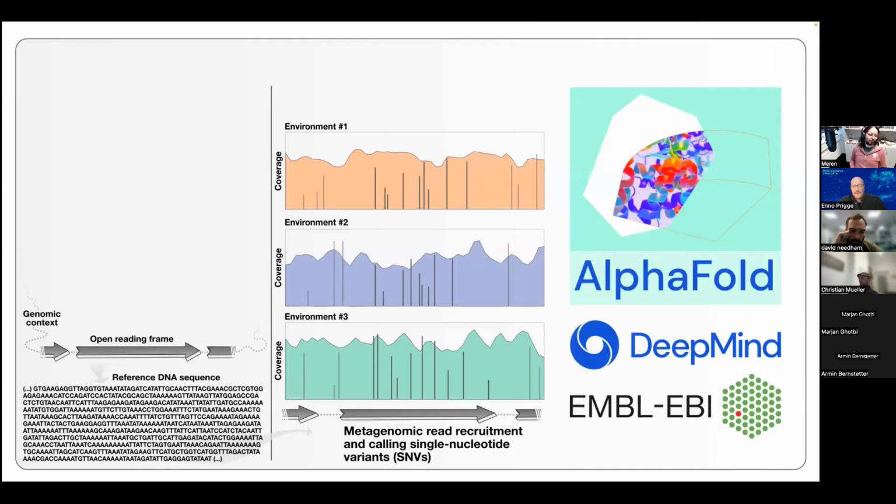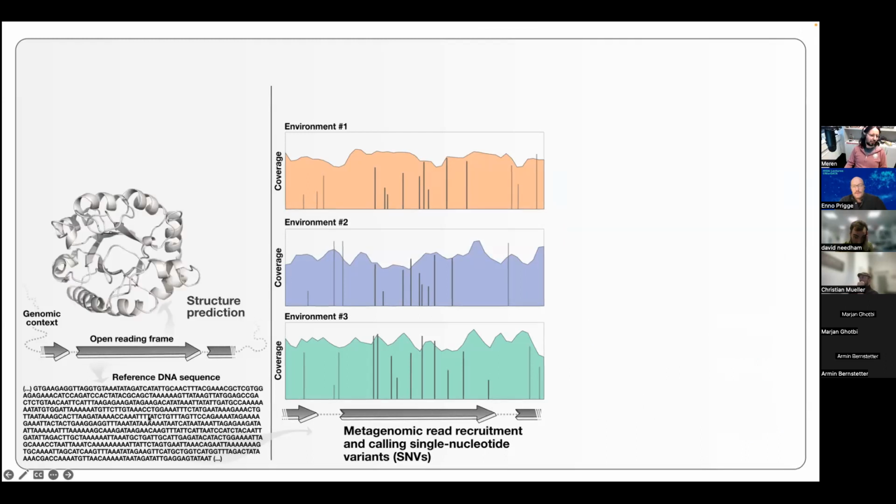AlphaFold came out. And we were able to propose an updated workflow to this using protein predictions from AlphaFold. It's staggeringly simple, embarrassingly simple almost, but this is how it goes. You have an open reading frame and a reference sequence. Now you can predict the structure for it.